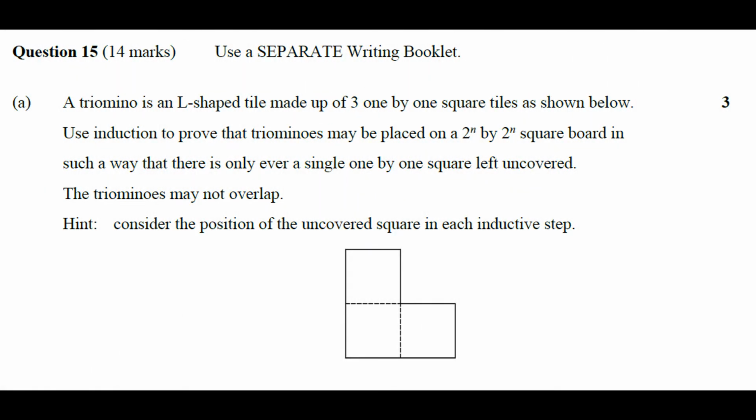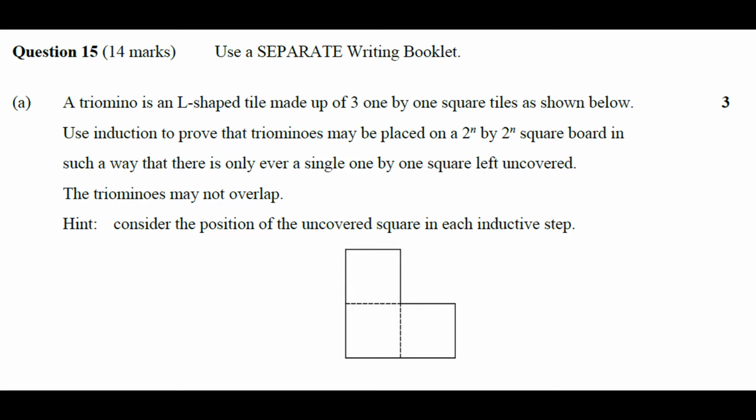Hi everyone, today I'm working through question 15 part A of the 2020 Extension 2 Sydney Boys Trial Exam. This part A is an induction question, and we're told a triomino is an L-shaped tile made up of 3 1x1 square tiles as shown below.